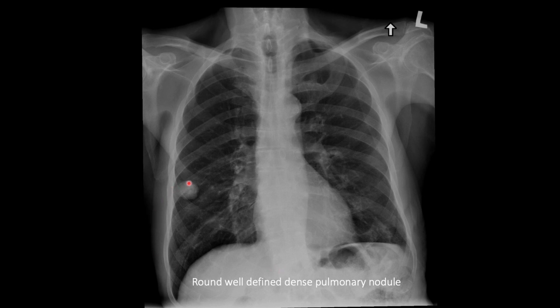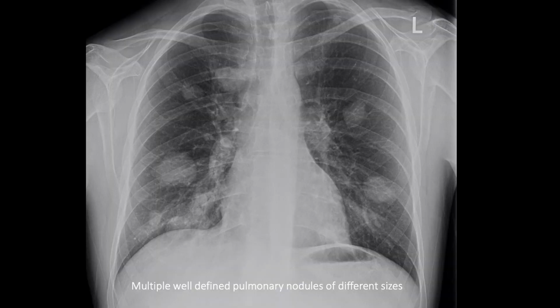There's another abnormality. How do you describe it? Well, it's very well seen. It's well circumscribed. It's round, very well defined. It's in the periphery of the lung, and it's very dense. So you can call this a nodule, a well circumscribed nodule, somewhere in the right midlung.